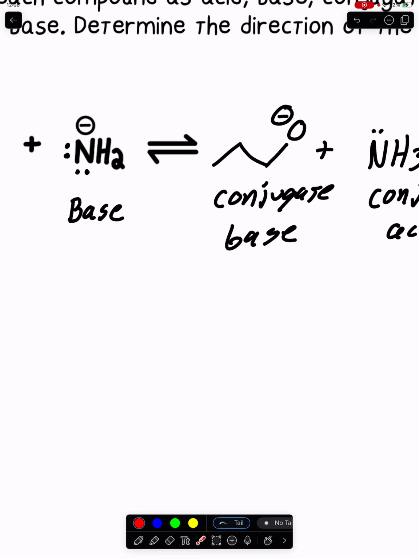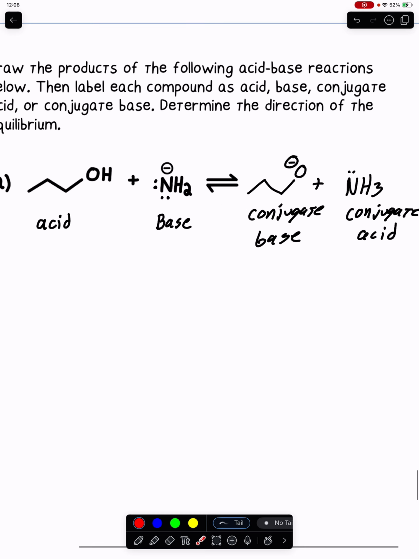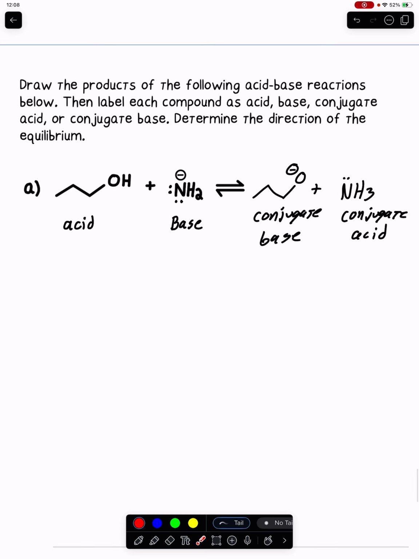There's no resonance in either one of these. One has the negative charge existing on a nitrogen. The other has the negative charge existing on an oxygen. Well, oxygen's more electronegative than nitrogen. It's going to handle the negative charge better, which means this conjugate base is more stable. And since it's more stable, it's going to readily form more. So that means the equilibrium is going to go towards the more stable conjugate base.